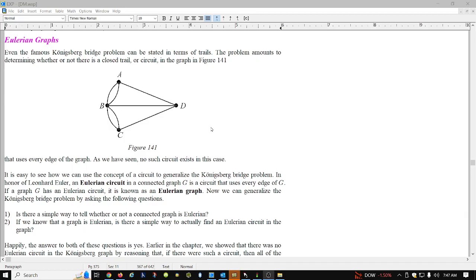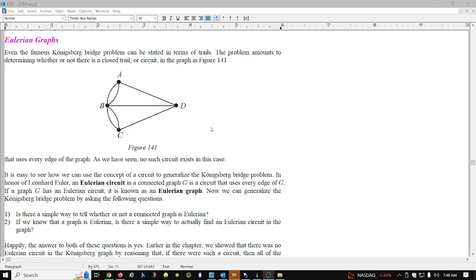Now, it's easy to see how we can use the concept of a circuit to generalize the Königsberg Bridge problem. And in honor of Leonhard Euler, who is considered one of the founders, if not the founder, of graph theory, an Eulerian circuit in a connected graph G is a circuit that uses every edge of G, and therefore uses every edge exactly once. If a graph G has an Eulerian circuit, it's called an Eulerian graph.